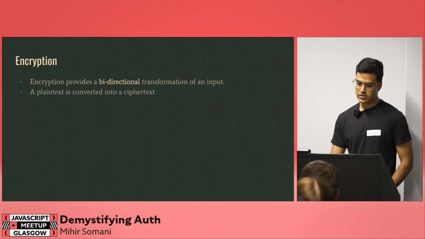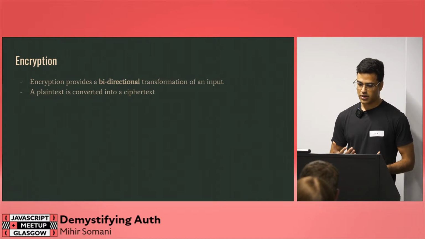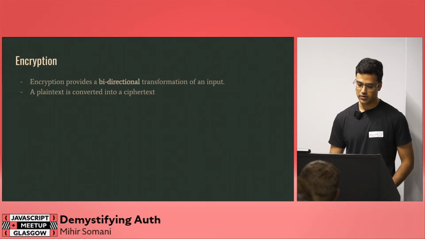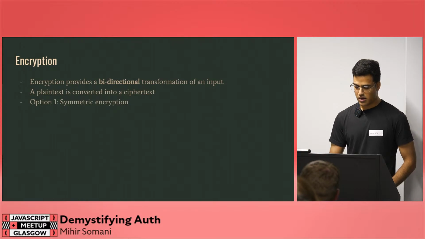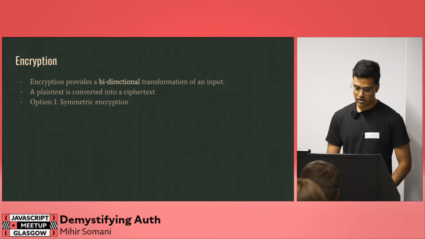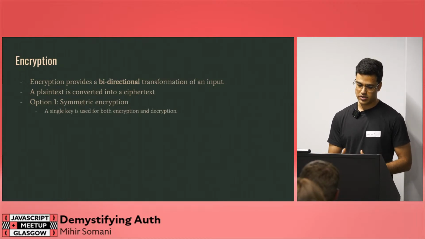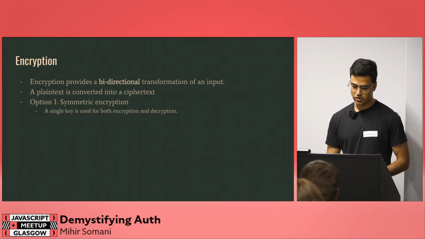So what that means is you take a plain text, in our case let's say password 123. You encrypt it, and you get ciphertext out of it. But when we're encrypting it, we can go back to the plain text by using the encryption key that we've used to encrypt the plain text. There are usually two popular types of encryption. There's symmetric encryption. Symmetric encryption uses the same key, that's why it's symmetric, for both encryption and decryption.